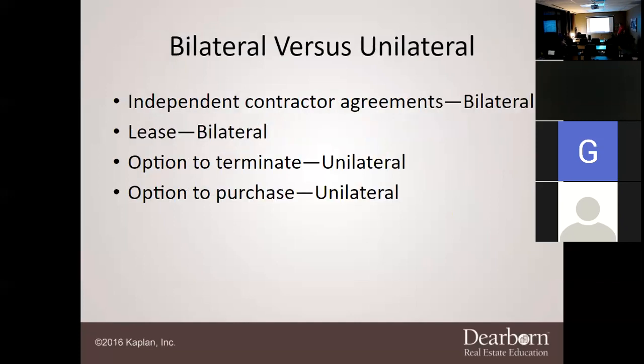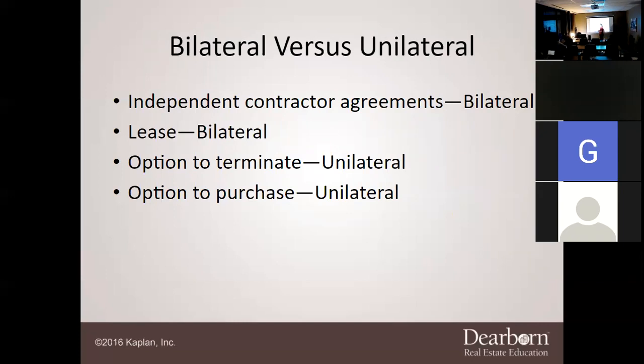Now, the next thing is you'll notice bilateral versus unilateral. Before I go into all of these, I want to test my students from the previous class. Mr. Garrett, question for you, sir. You can turn on your microphone. What's a bilateral contract? When both parties promise to do something. Very good. So it's a promise for a promise, right?